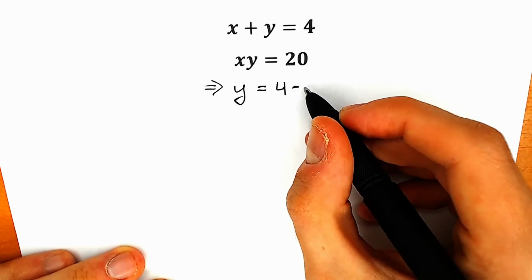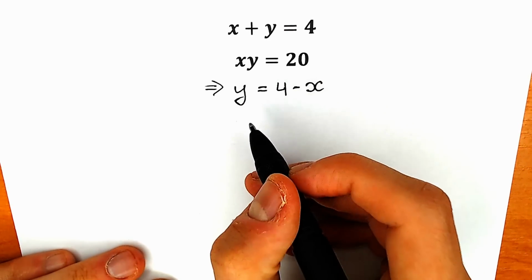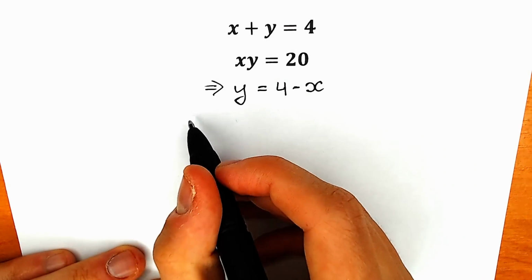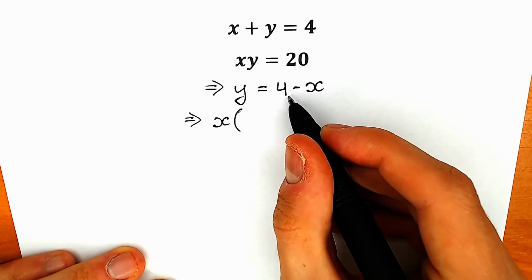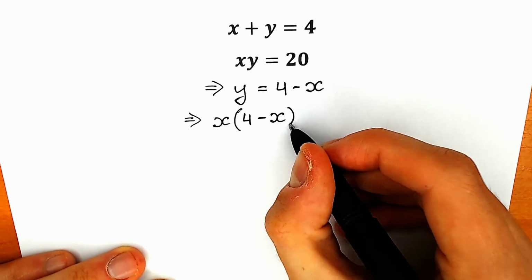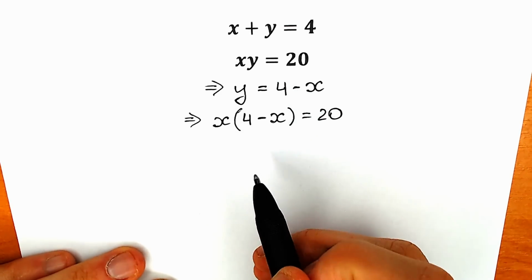So 4 minus x. And right now, let's plug this expression into the second equation. Instead of this y, let's plug in 4 minus x. So we will have x multiplied by 4 minus x equal to 20, all right? We just plug in this 4 minus x instead of y.